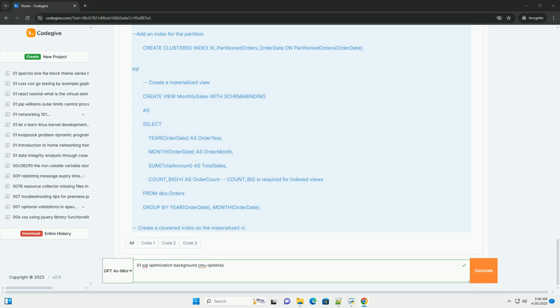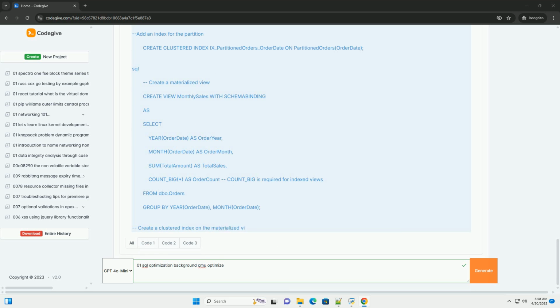3. CMU's database group and query optimization research. Carnegie Mellon University, CMU, has a world-renowned database group that has made significant contributions to query optimization and database systems research. Here are some relevant concepts and areas where CMU has made a mark. Cost-based optimization. CMU researchers have significantly advanced the understanding and development of cost-based optimizers. This involves accurately estimating the cost of different execution plans. This is the core idea of many database systems.